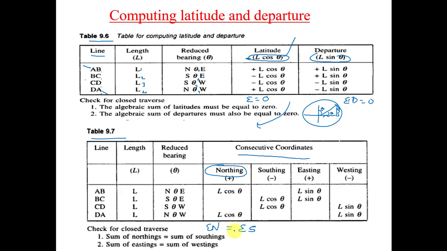If it does not satisfy this equation, you can say that an error must have occurred in your closed traversing. We will see this concept when we solve numericals or unsolved numericals.